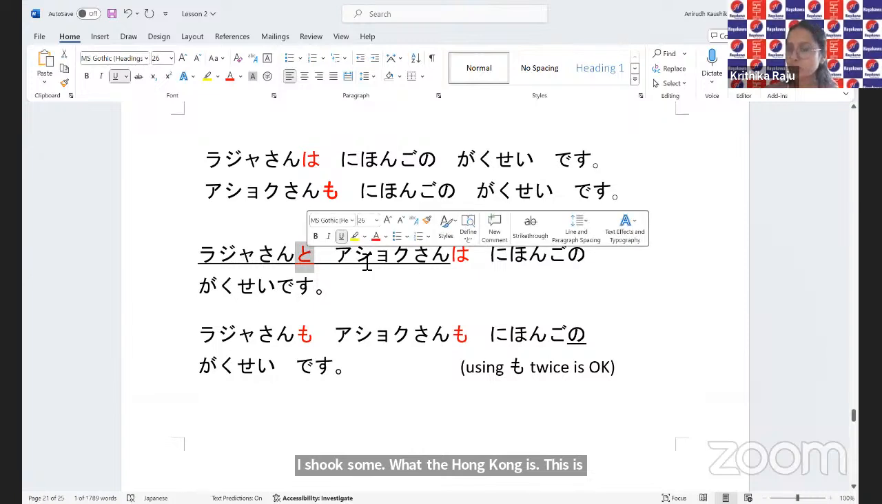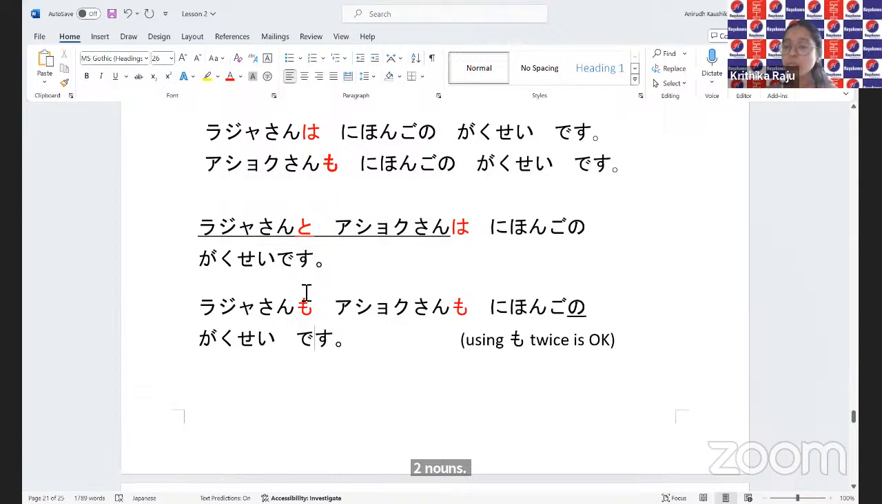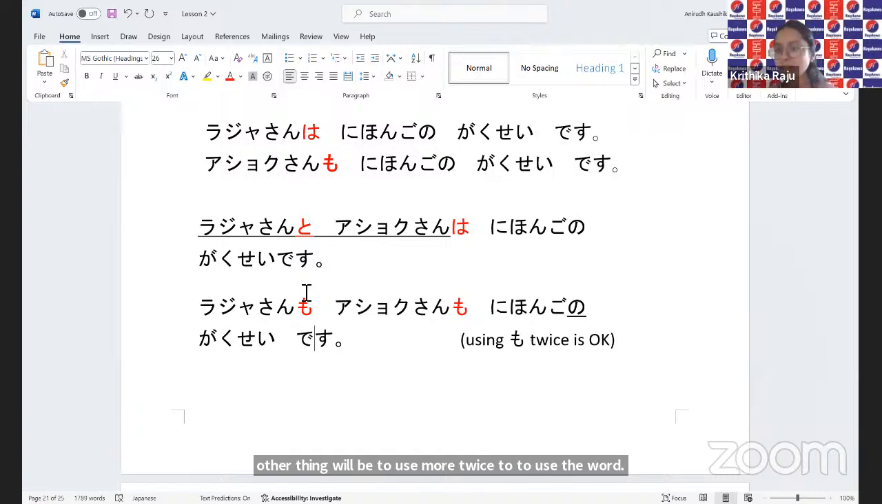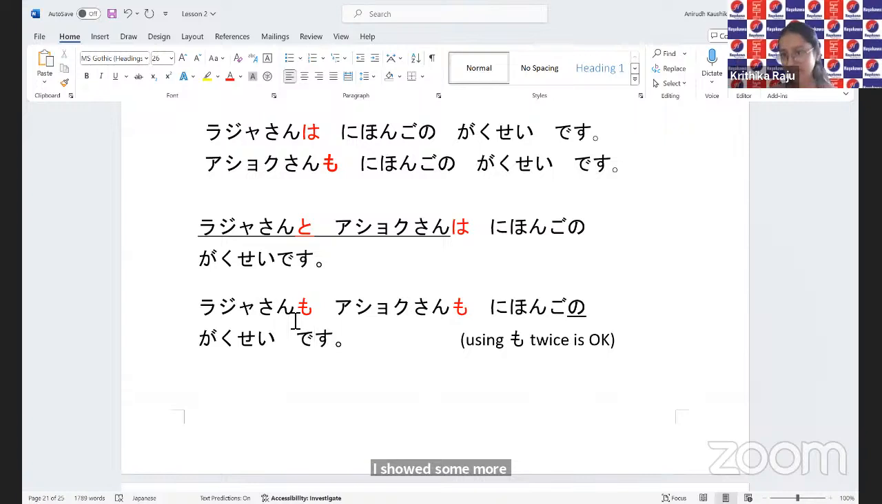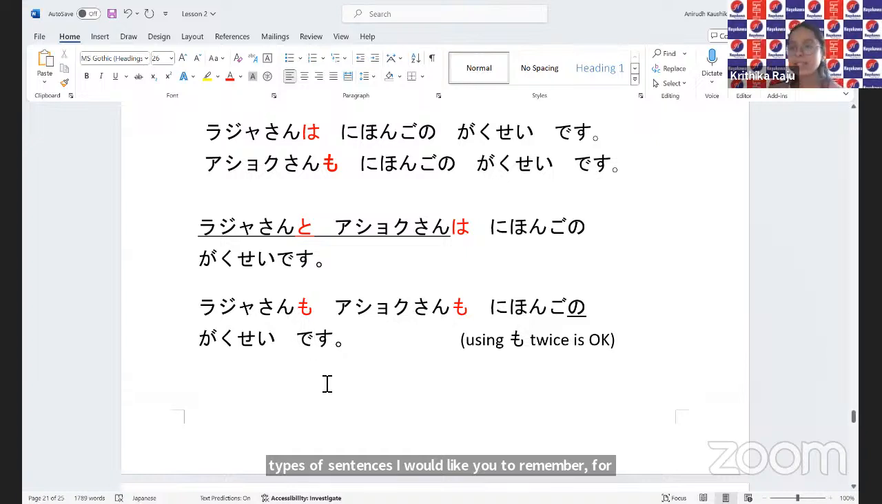To between two nouns. The other thing will be to use mo twice, to use the word also twice. You don't do that in English, but it is all right to do it in Japanese. So you can say Raja-san mo, Ashok-san mo, Nihongo no gakusei desu, which is also fine in Japanese. There are other ways also to say it. Maybe you will encounter this in your exercise. When you do, please make a note of it and I'll address that in the next class. But these are the three types of sentences I would like you to remember for now.